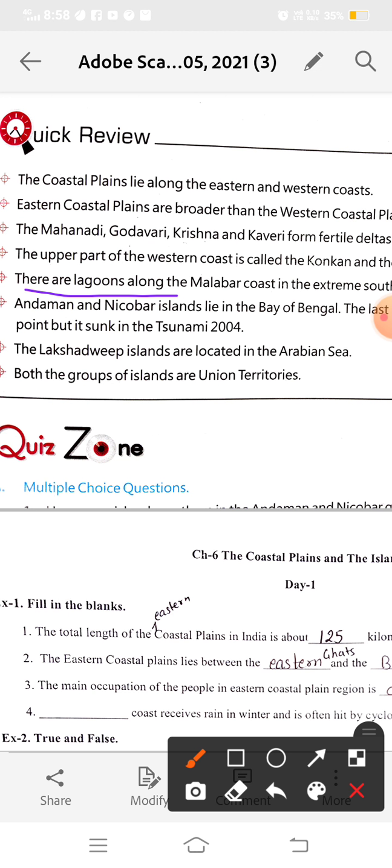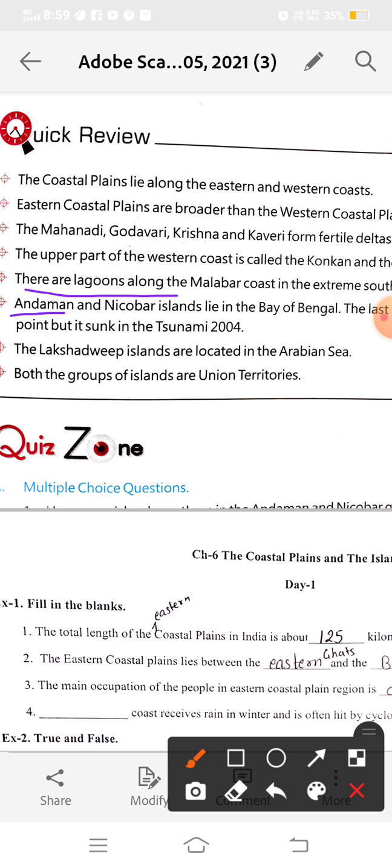And next, you learned about the Andaman and Nicobar Islands. You learned that we have two island regions. In the east we have the Andaman and Nicobar Islands in the Bay of Bengal, and in the west we have the Lakshadweep Islands, which lie in the Arabian Sea. You learned that the Andaman and Nicobar Islands lie in the Bay of Bengal.